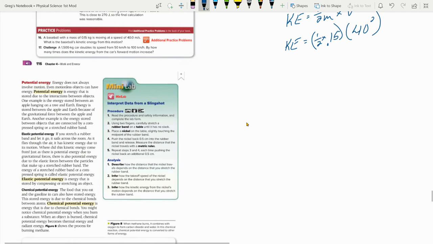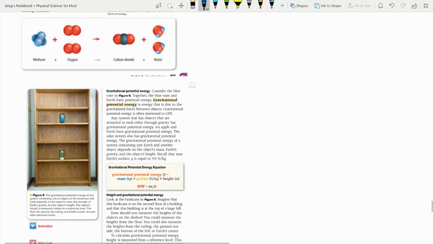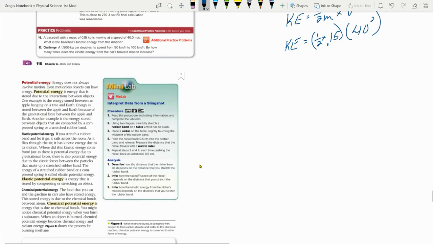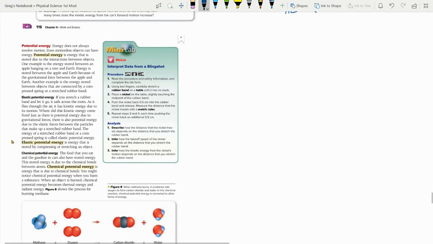Potential energy. Now, you've been taught gravitational potential energy, where an object has energy because of where it is. Like this one has more energy because it's up higher off the ground. It has more height. But there's more than just gravitational potential energy. Potential energy is stored energy. It can be elastic potential energy, like the girl with the bow and arrow in the notes.